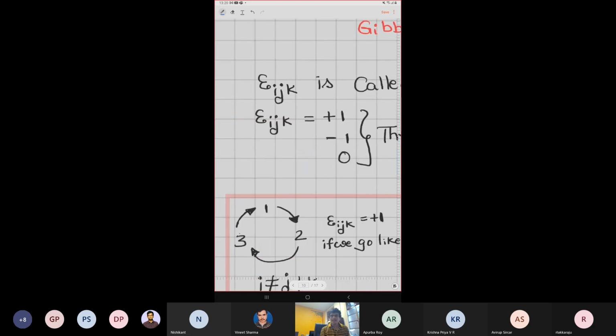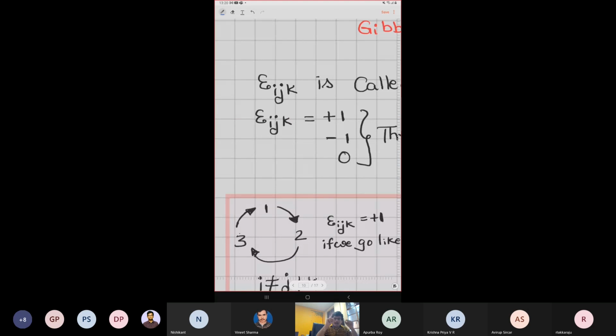Epsilon ijk, i varies from 1 to 3, j varies from 1 to 3, k varies from 1 to 3. So think of a computational matrix having indices ijk. Epsilon ijk, you are going to define. It has values either +1, -1, or 0, depending on what these ijk values are.